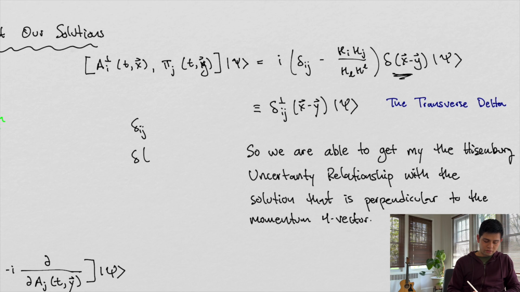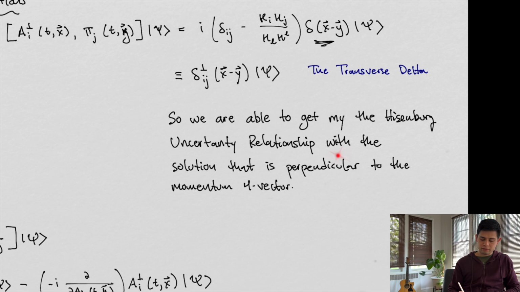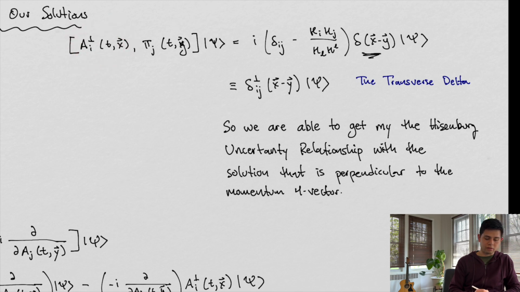If we have arguments also for X and Y, again, X and Y have to be the same for us to get 1, different for us to get 0. There's only two outputs to the delta, right? And what this transverse delta function is saying is I and J must be the same, and X and Y must be the same, and there's this transverse component which is given to us by this. Right, so we're able to uncover the Heisenberg uncertainty relationship with the solution that is perpendicular to the conjugate momentum. This is the solution that was perpendicular, and this is our conjugate momentum.